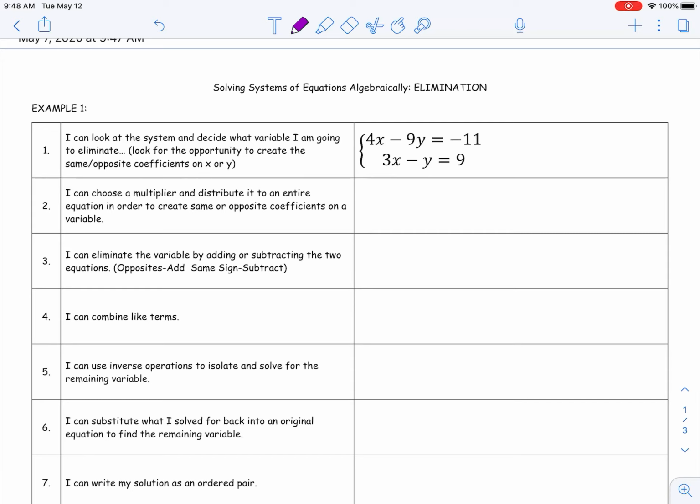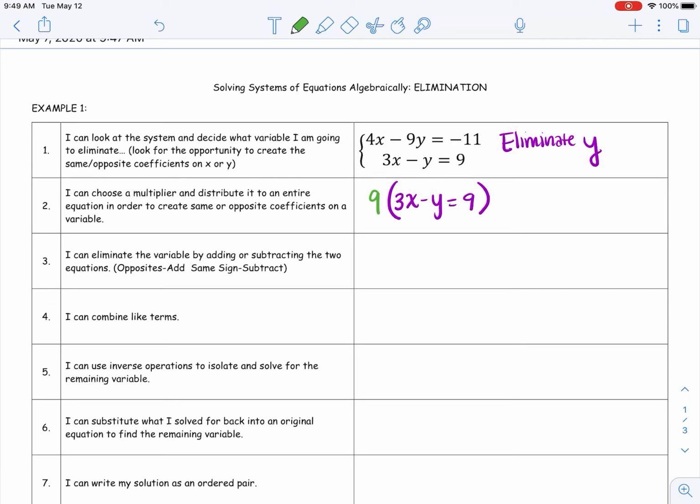So if I'm looking at my system, I'm looking at the coefficients on x, and I have 4 and 3. There's not a simple way for me to make 3 into 4 or 4 into 3. But if I look at y, I can see that I have -9 and -1. Now, -1 can very easily become -9 if I just multiply it by 9. So I'm going to make the decision to eliminate y. And I'm going to eliminate y by multiplying this equation by 9.